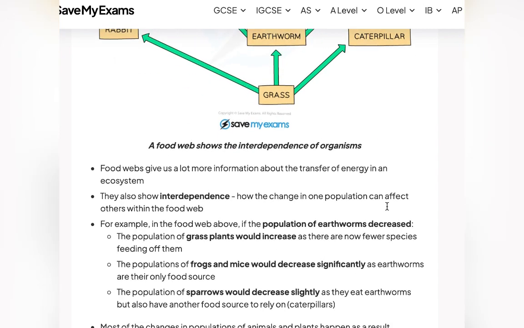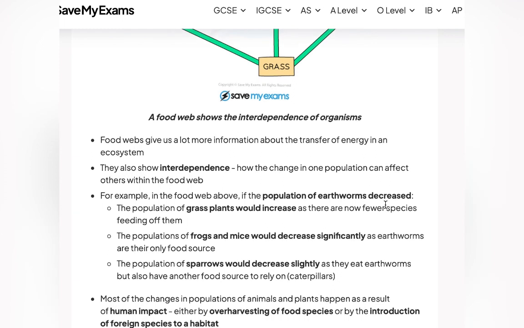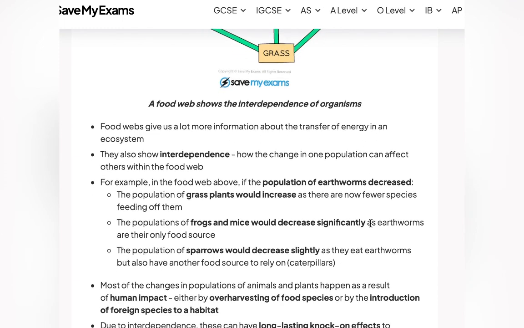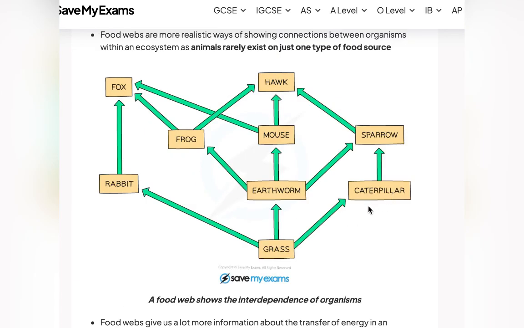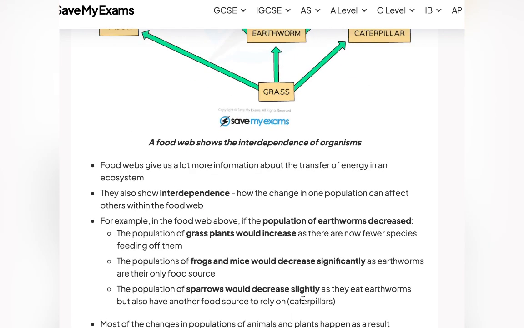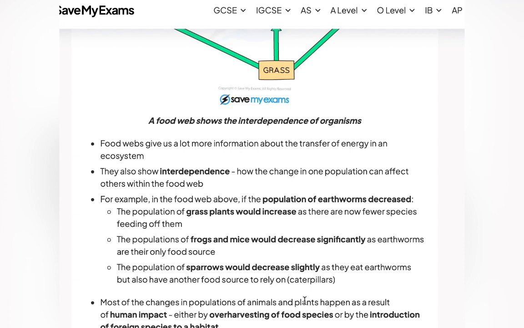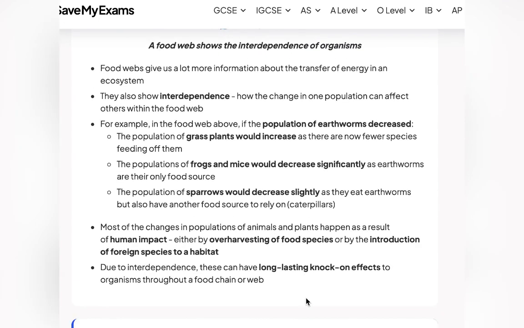These are the questions that can logically come up in Cambridge IGCSE, to be able to explain what happens if something happens to one of the foods in the ecosystem. The population of the sparrow will decrease only slightly, not as much as the frog and mouse, because the sparrow also feeds on the caterpillar. So these are the things we need to show that we understood from the food web.